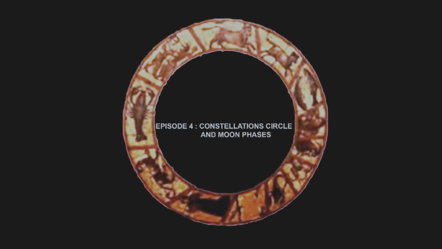The center of the constellation circle and the North Pole makes a full circle too, every 26,000 years.